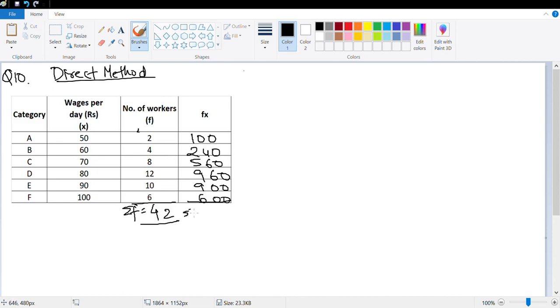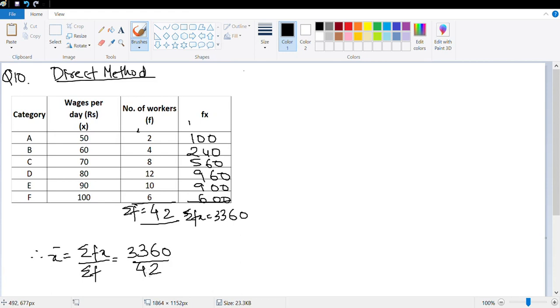And similarly, let's calculate summation fx, which is 0. That's 12, 16. That's 1 carry. 2, 4, 10, 15, 24, 33. Let's do this again. 18, 24, 29, 30, 32, 33, 20, 33, 60. Perfect. Therefore, mean is equal to summation fx upon summation f, which is 3360 upon 42.